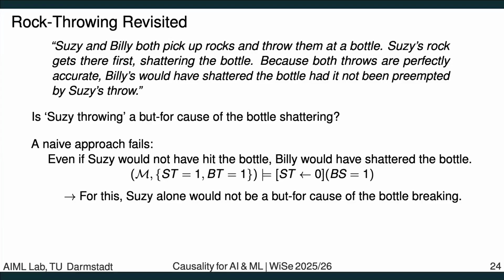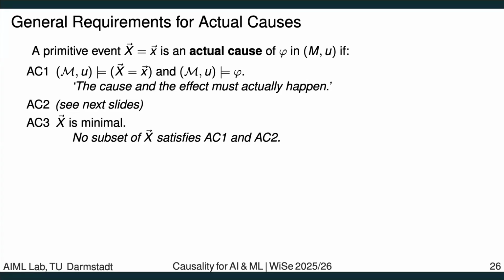Because after all, I think from common understanding, we know she threw and hit the bottle, so she is the actual reason why the bottle broke. And we want our formalism to agree with this statement. For this, there are 3 types of rules, and we will just go through them step by step. The first and the third one are kind of easy or logical to understand.